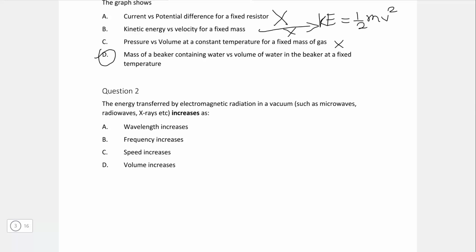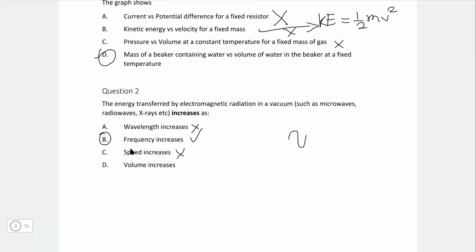The energy transferred by electromagnetic radiation in a vacuum, such as microwaves, radio waves, etc., increases as wavelength increases. That's not true. Frequency increases. This is indeed true. So the correct answer is B. So essentially, the lower the wavelength, i.e. the higher the frequency, the higher the energy. All of the waves travel at exactly the same speed across here, so the answer cannot be C.